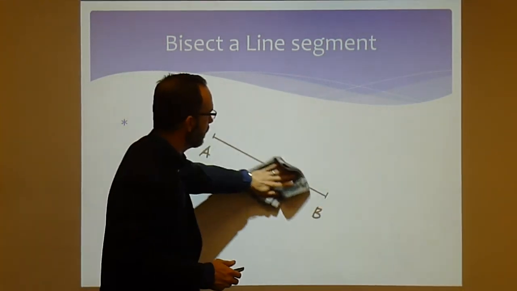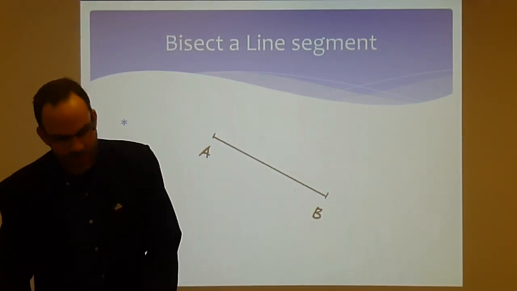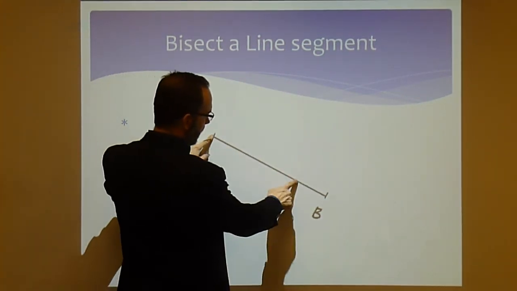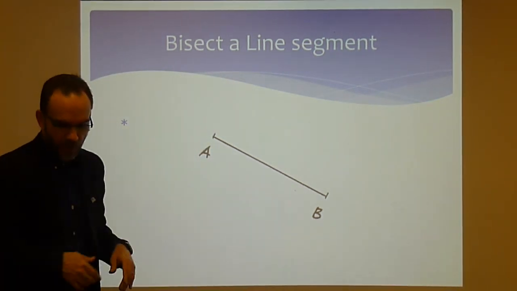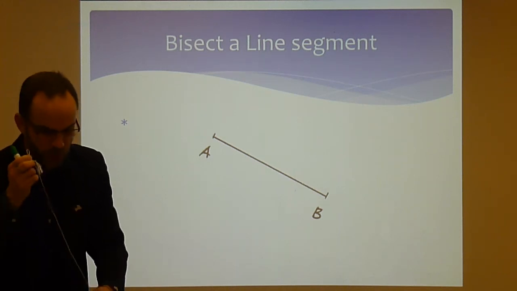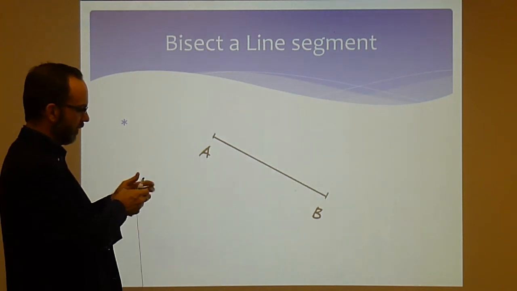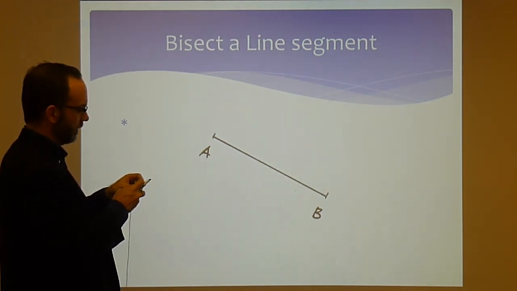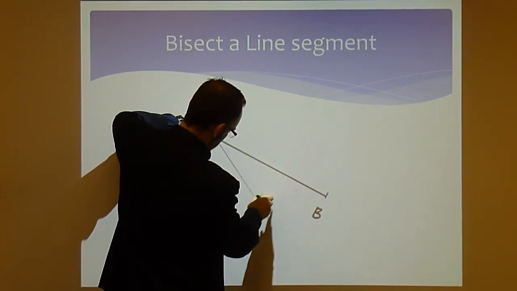Bisecting a line segment. Remember, bisection means to cut in half. So what we want to do is find the spot here in the middle that cuts it into two equal pieces. Well, here's what I'm going to do. I'm going to take my compass now, and I'm going to open it up more than halfway. Doesn't matter how far, just can't be all the way, but more than halfway. And so, that looks like about more than halfway.